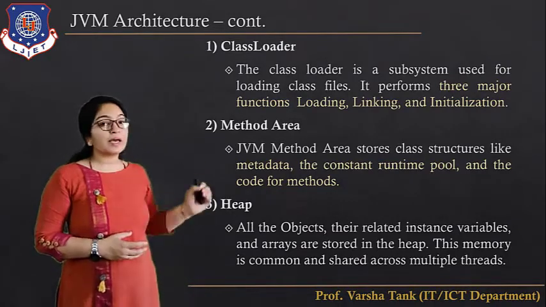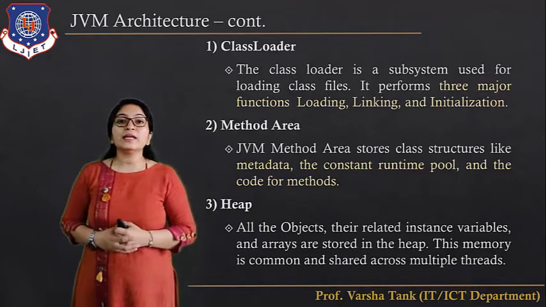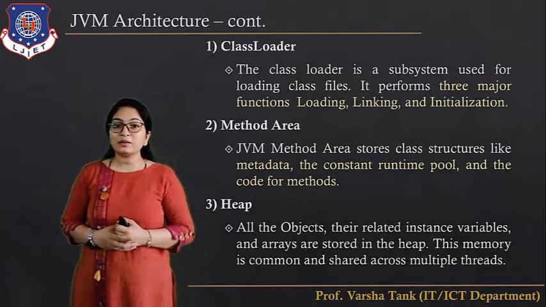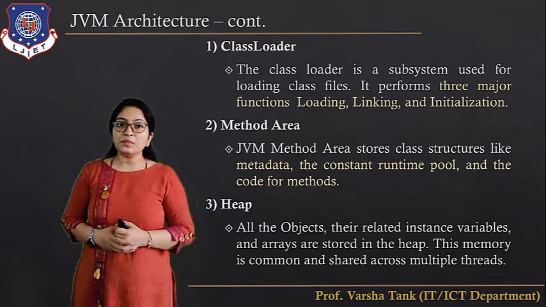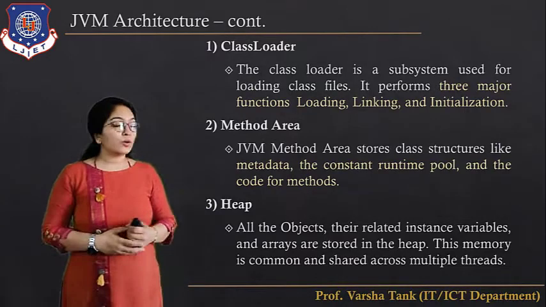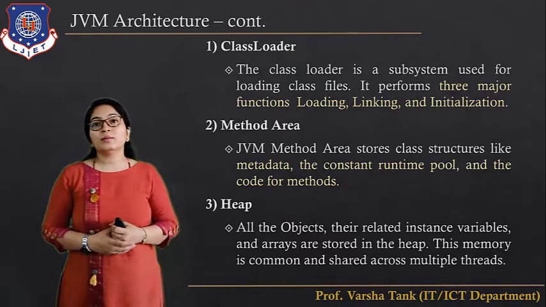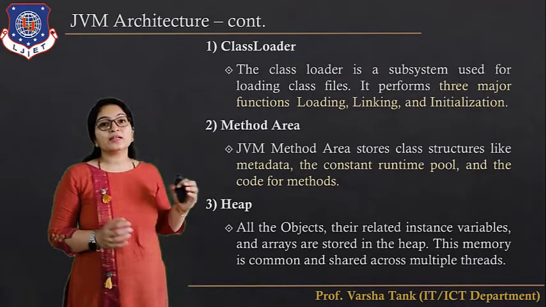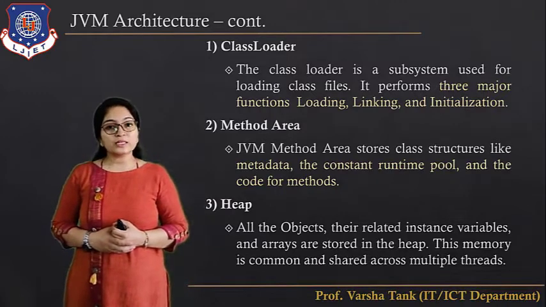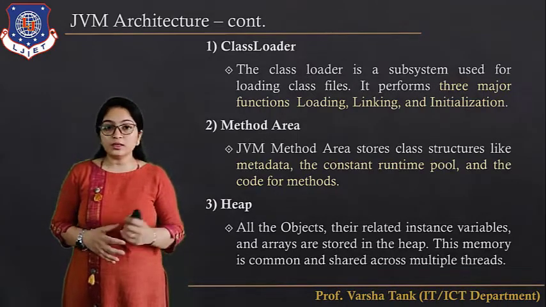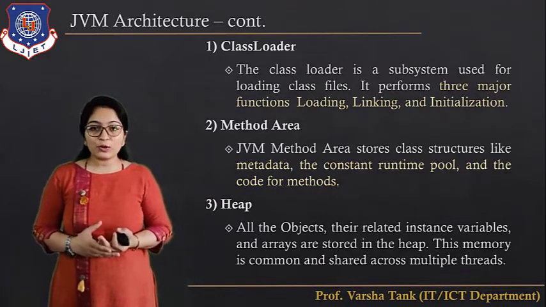Now next is the method area. The JVM method area stores the class structures like the metadata, the constant runtime pool, and the code for the methods. Okay, so the JVM method area stores the class structures and metadata. Then the next one is the heap. All of you know about the heap structure or heap memory allocation.